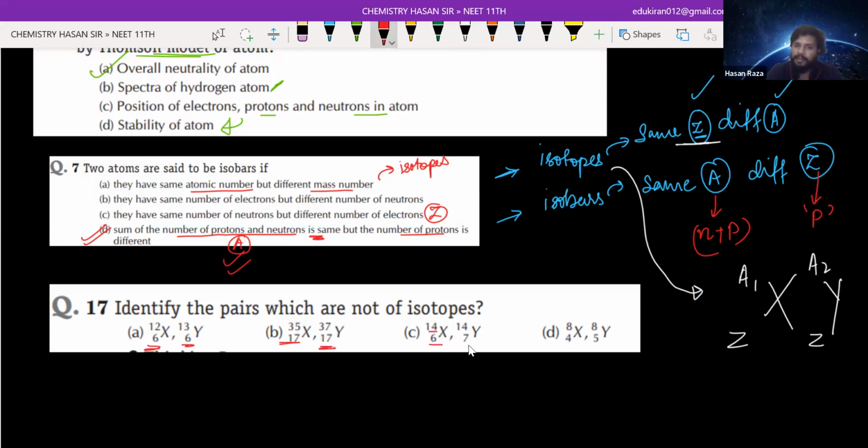Same mass, but there is no same atomic number. That's why it is not isotopes. Are you getting my point, all of you? Siddhika, Fudeza? Yes, sir. Very good. These questions in NEET are very common and in your 11th exam as well. I'm giving you a question which will have more than one correct option.